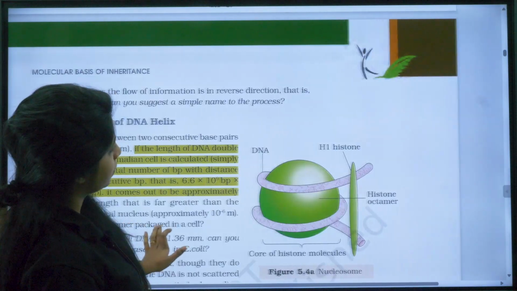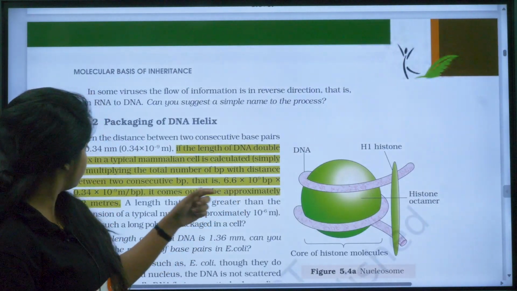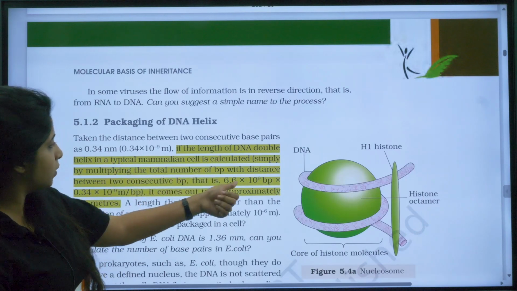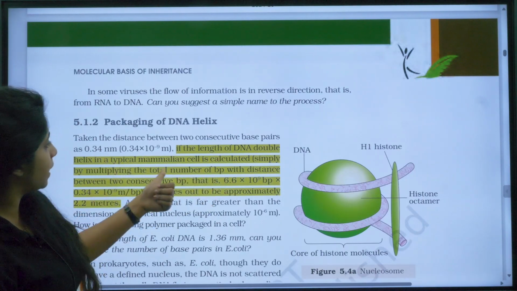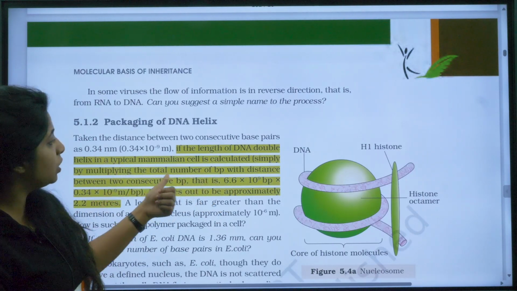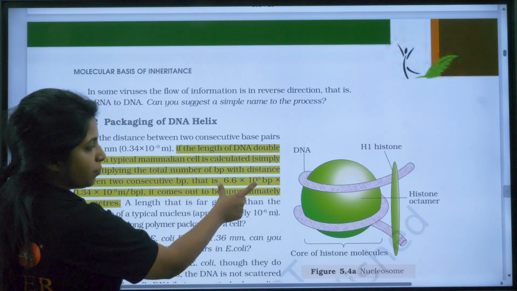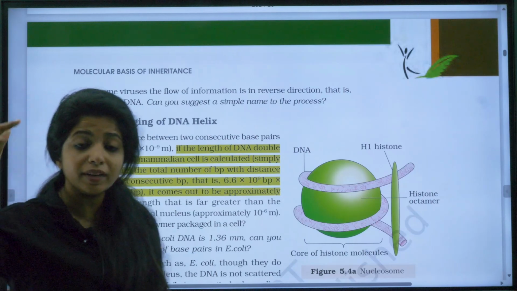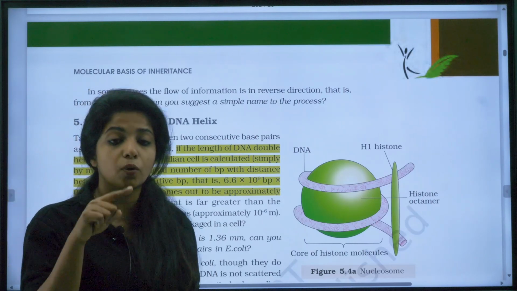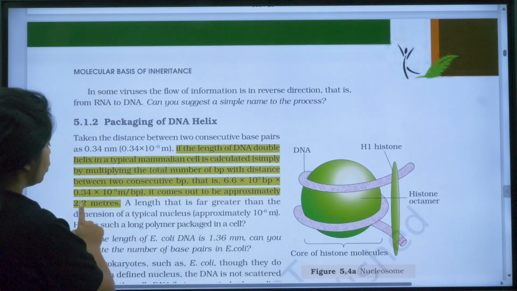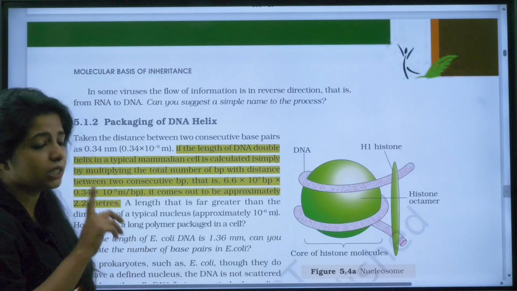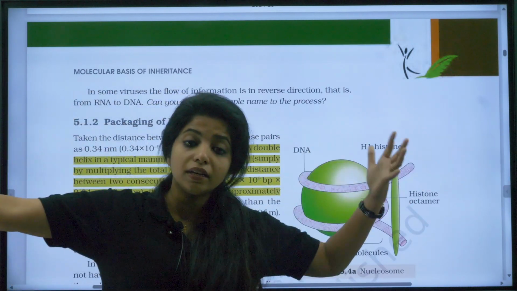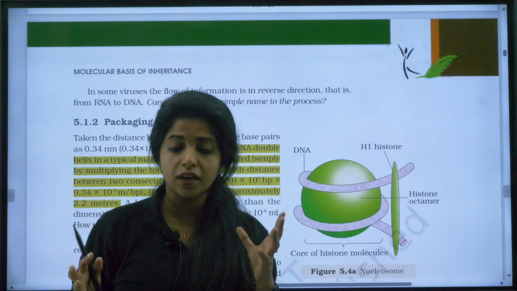Over here again, a very important piece of information. The length of the DNA double helix in a typical mammalian cell is calculated simply by multiplying the total number of base pairs with the distance between 2 consecutive base pairs. The total number of base pairs is 6.6 into 10 to the power 9. And the distance between each base pair we just studied is 0.34 nanometer, right? So it comes out to be 2.2 meters. That is the whole length of DNA. It's very important. So how do you take care of this big DNA? You have to put it inside the nucleus, right? How do you manage it?